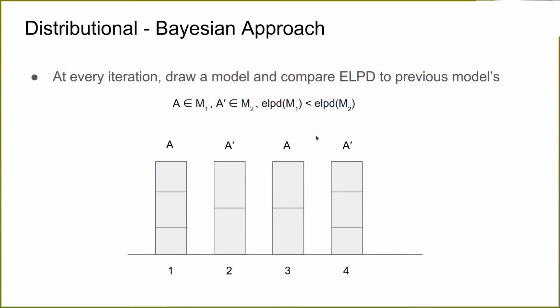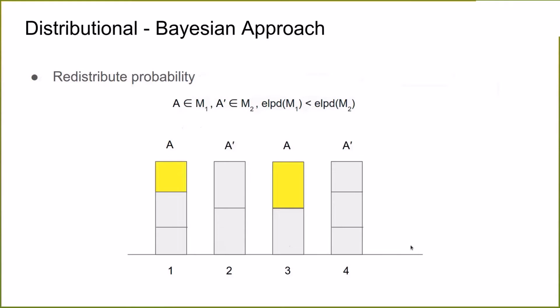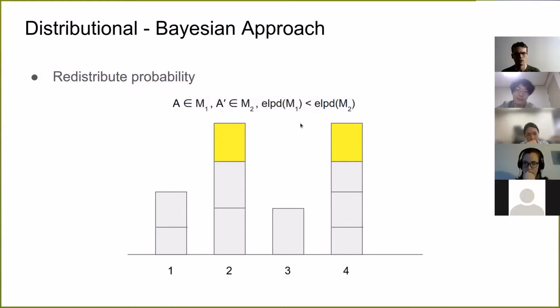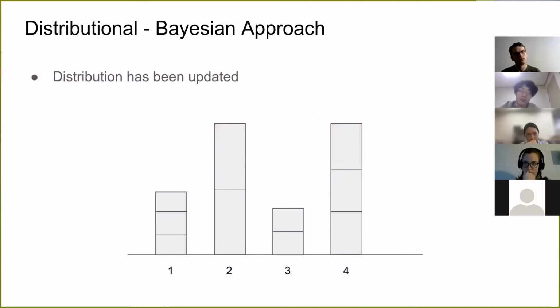So what we do this time is we take the models that contain the implementation that the model M sub 2 has. That's going to be A prime. So models 2 and 4. And then we're going to take the probability of models that possess implementation A. That's going to be models 1 and 3. So we take the probability that's allocated to the implementation A, deduct it from the probability distribution, and then redistribute it back into models that have the implementation A prime. This works because the ELPD value of M2 is bigger than M1. If it's the opposite, then you would do the vice versa. And then we update the distribution as so.